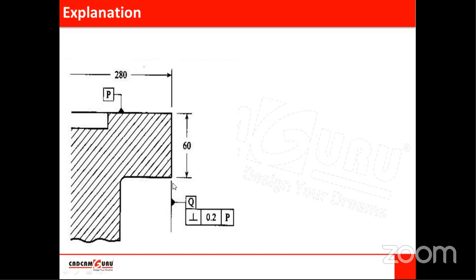Again, what should be the datum? We can consider this as a datum and this as a datum also. So we have to check the convenience of manufacturing, assembly, or inspection. If it is easy to mount this component on this surface, then we will consider this as the datum and this as the feature under consideration.